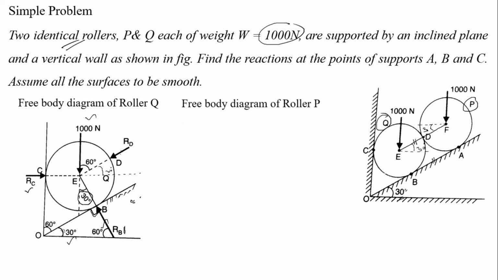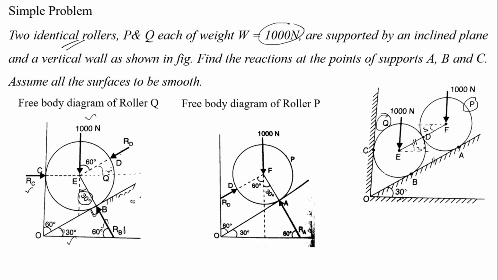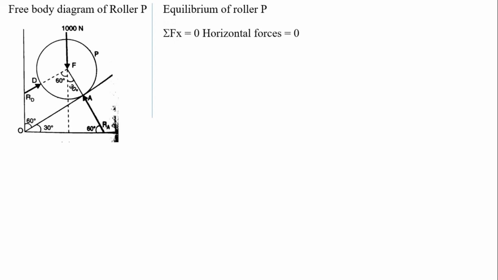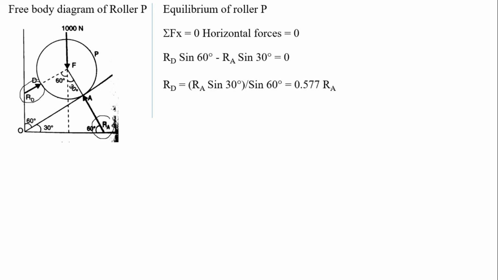Similarly, we have to draw the free body diagram of roller P, similar to this. Now we have to calculate. So, free body diagram of roller P, and now the sum of horizontal forces is equal to 0. How many horizontal forces are there? RD is acting at an inclination and RA is also acting with some inclination. So we have to divide RD and RA into two components, one horizontal and another vertical. So RD sin 60 acting in this direction and RA acting in this direction. That is why RD sin 60 minus RA sin 30 is equal to 0. So RD is equal to RA sin 30 divided by sin 60.